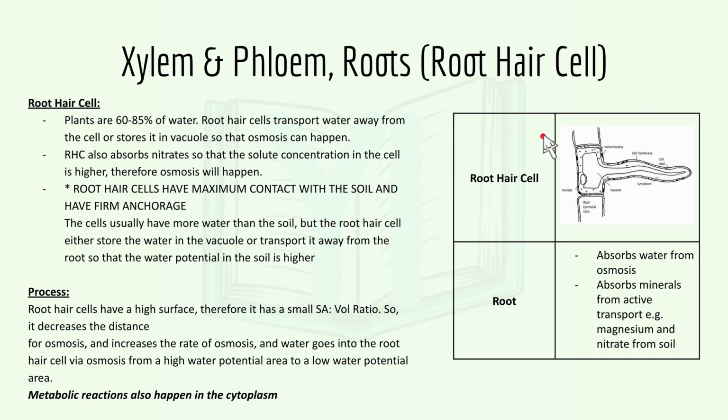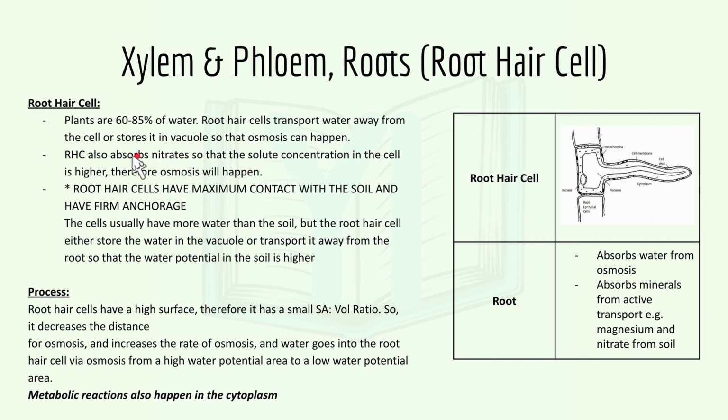And then we have the root hair cell in the roots. Plants are 60 to 85% water, and root hair cells transport water away from the cells and store it in the vacuole so that osmosis can happen. Osmosis is basically the net movement of water molecules from an area of high water potential to an area of low water potential through a semi-permeable membrane.